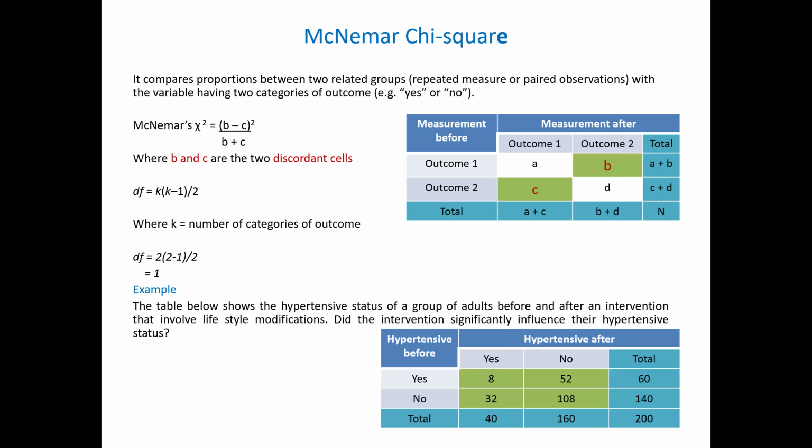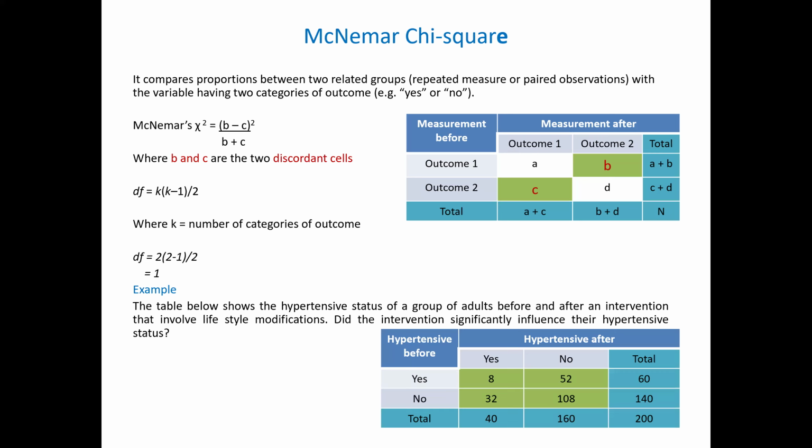hypertensive before. So you will see 32 were not hypertensive before. They became hypertensive after. So you can see the people that were not hypertensive before and remain not hypertensive are 108. When you add the 108 to 32, it gives you 140. The same thing: 8 plus 32 gives you 40, 52 plus 108 gives you 160. So it doesn't change anything.